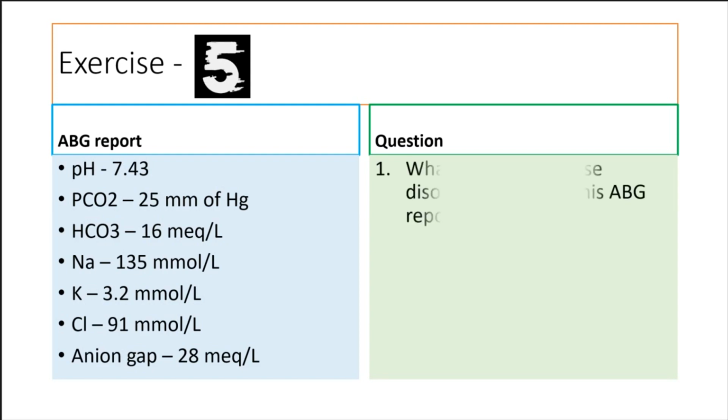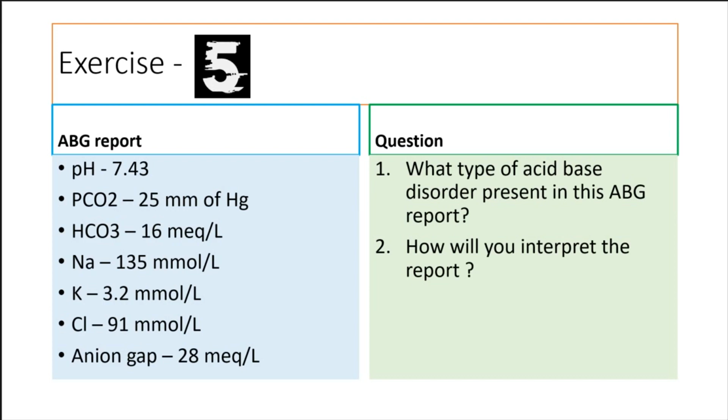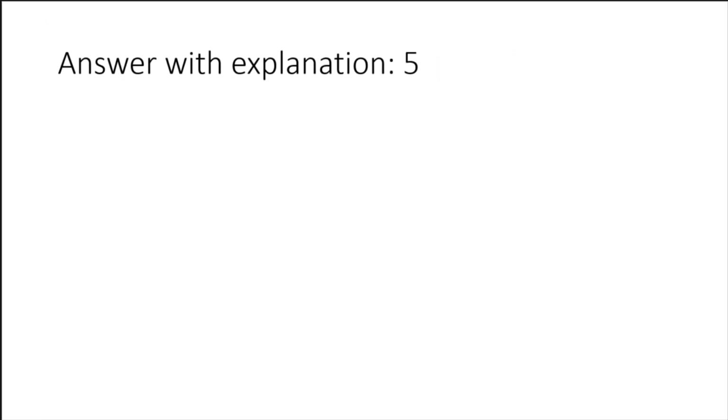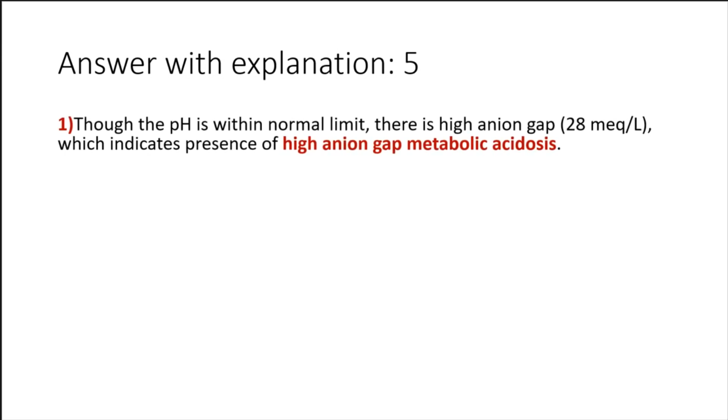Question. 1. What type of acid-base disorder is present in this ABG report? 2. How will you interpret the report? 3. What may be the underlying cause? How fast can you solve it? Answer with explanation 5. 1.